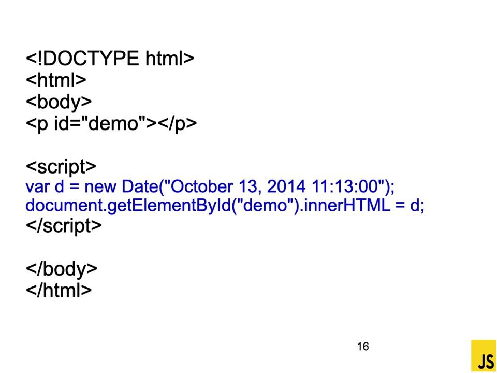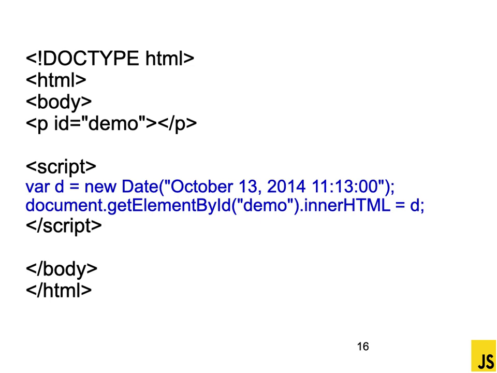So document.getElementById demo.innerHTML is equal to d. That will give a value like October 13 2014. The weekday will be displayed, maybe Monday, Tuesday, Wednesday, Thursday. The corresponding three-letter representation will be there, followed by Oct 13 2014 11:13:00 GMT plus 0530 in brackets IST. That will be the value returned by d. Okay, so this is how date objects are created.